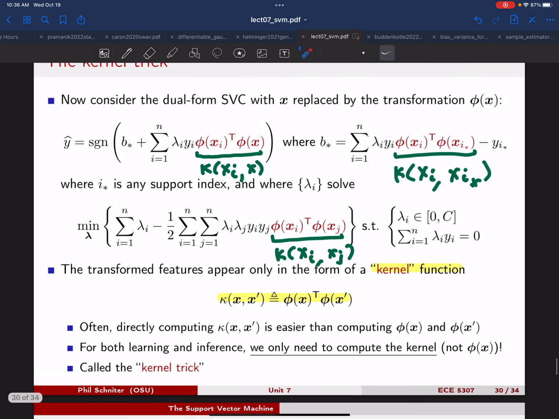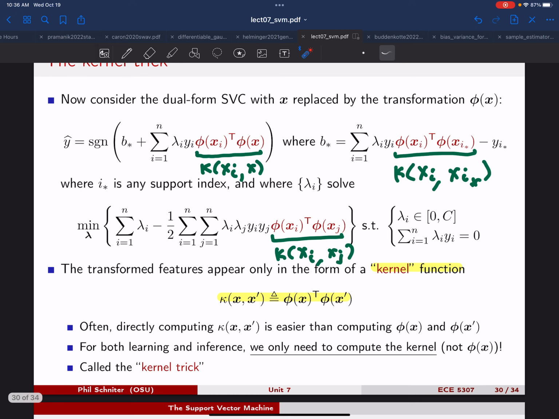Okay, so that's essentially the idea: for both learning and for inference, when we actually classify, we only need to compute the kernel. We never need to compute phi. This is called the kernel trick.